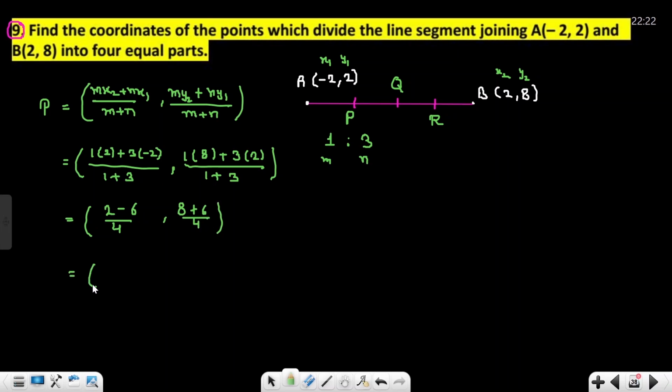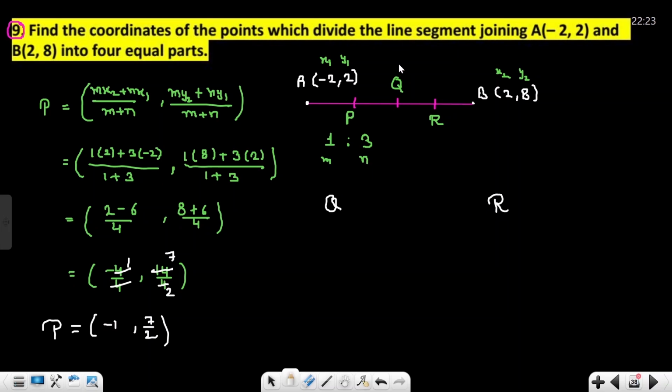What we get here: minus 4 divided by 4, and 8 and 6, 14 divided by 4. Both numbers cancel out. 4 divided by 4 is 1. 4, 2 twos are 4 and 2 sevens are 14. So the coordinate is minus 1, 7 by 2. This is the coordinate of P. Similarly, we can find the Q coordinate and similarly we can find the R coordinate.